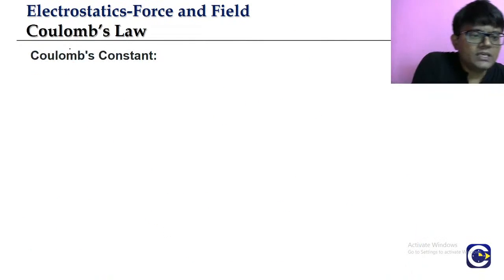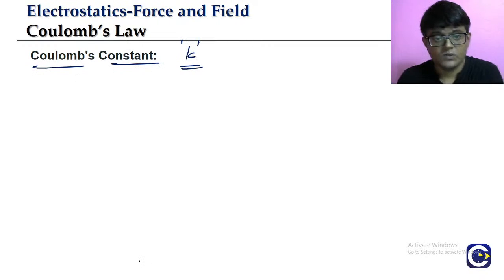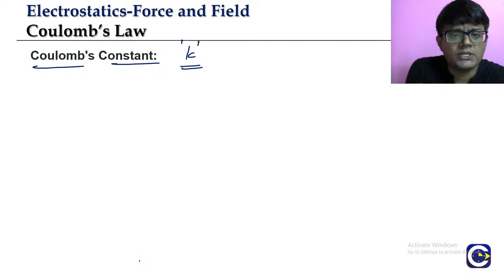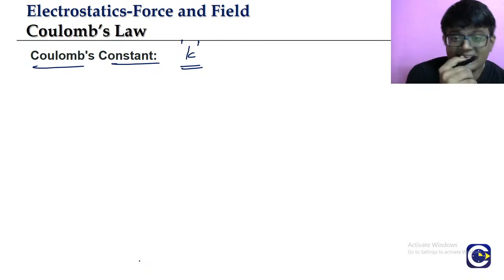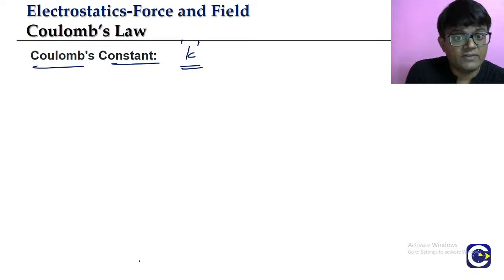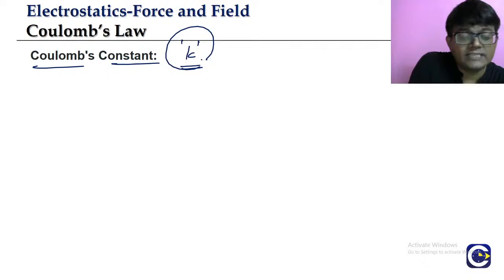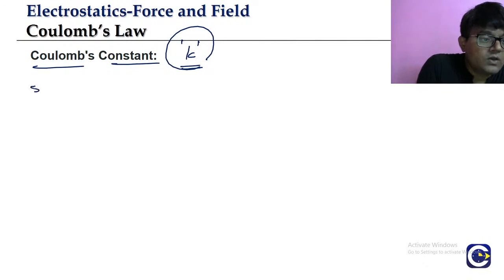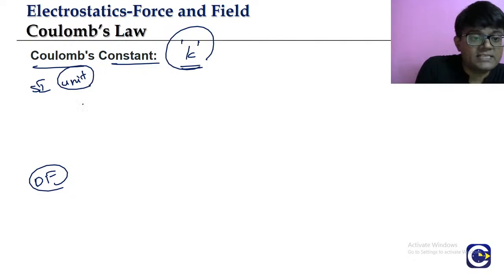Now in this, we have talked about this Coulomb's constant K. Remember, whenever we get a new quantity or new constant, some constants will be unitless and some constants will have units. Here the constant K will have units. So let us try to find the SI unit of this constant, and also what is the dimensional formula. Please check what the SI unit is.